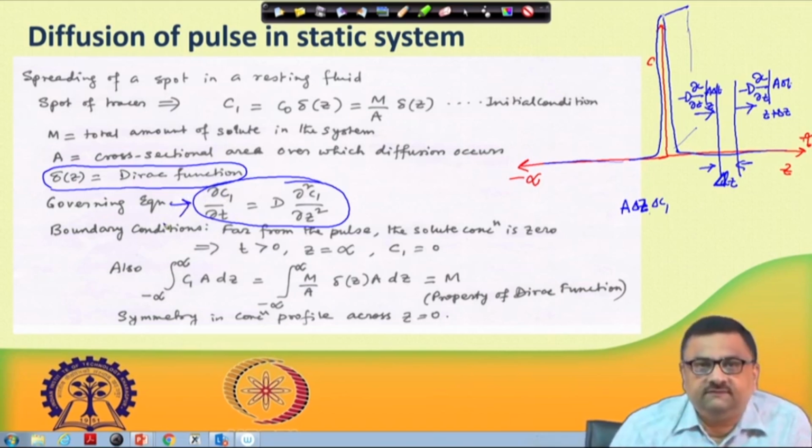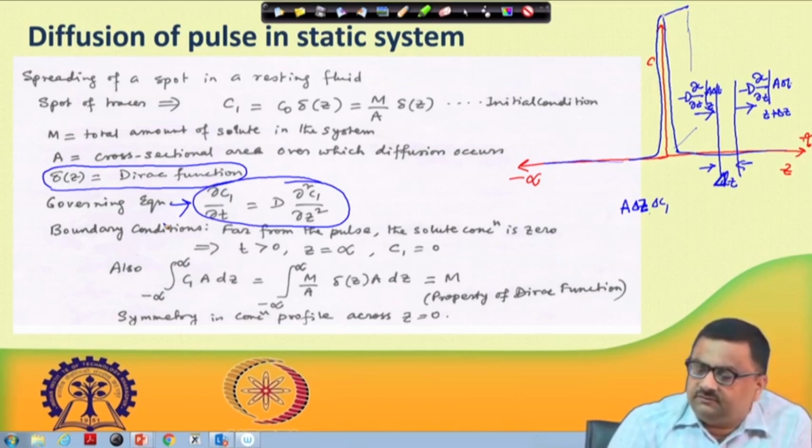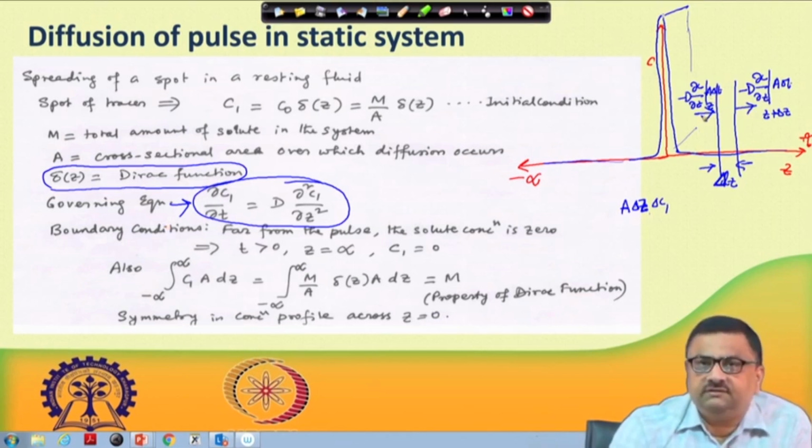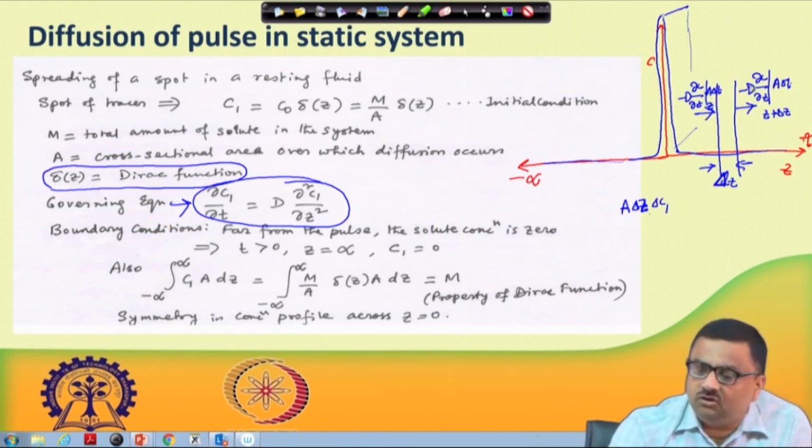This is also referred to as Fick's second law. This type of treatment of doing it with the flux here carries one assumption, that the concentration of the solute is small.